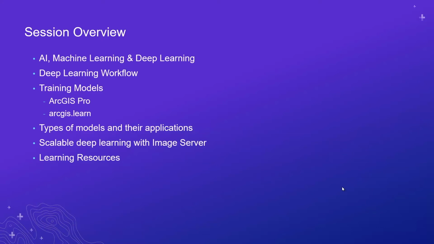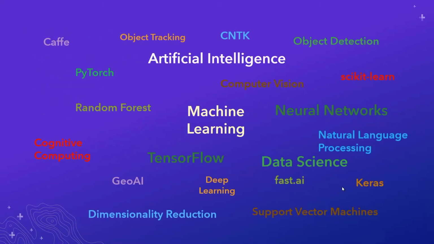Then we look at the different types of deep learning models and how they can be applied to imagery and remote sensing. We'll see how you can use image server to scale up the processing and use these models on a large geographic area. And finally, we'll end with some resources to help you get started. So with that, let's get started.